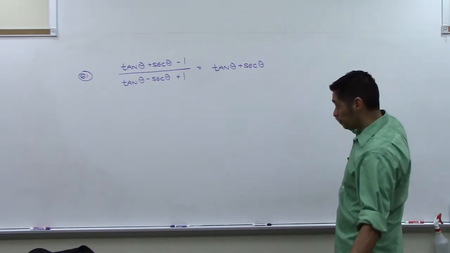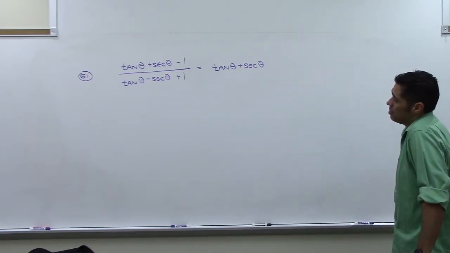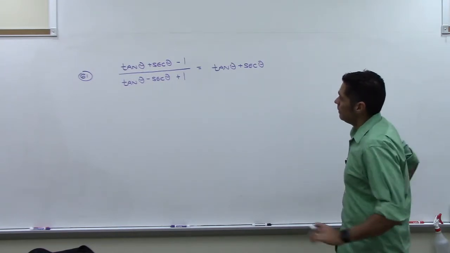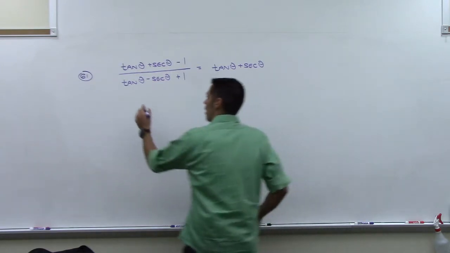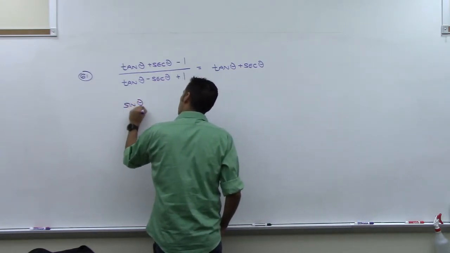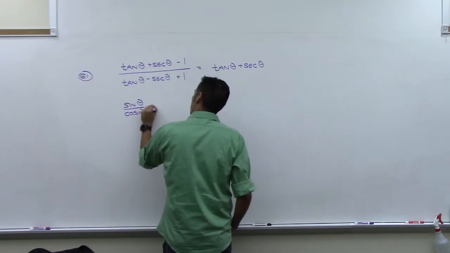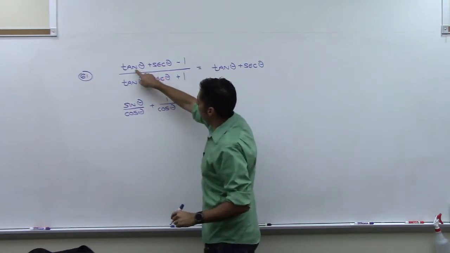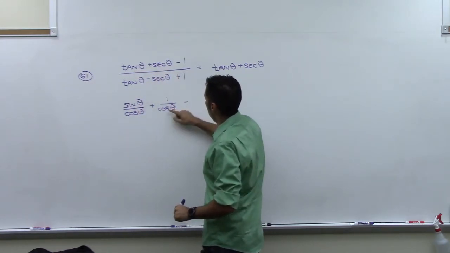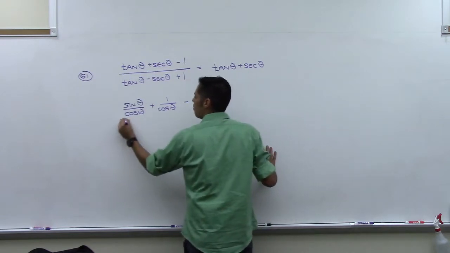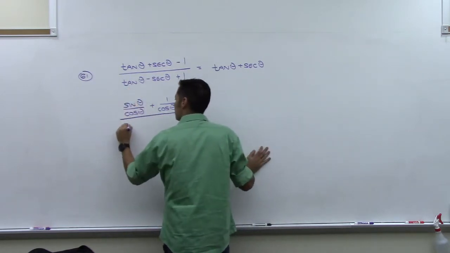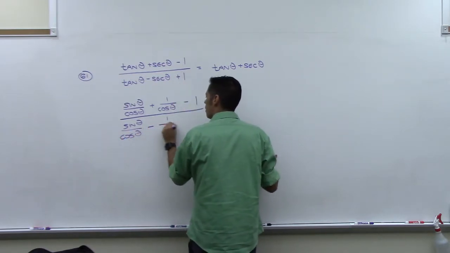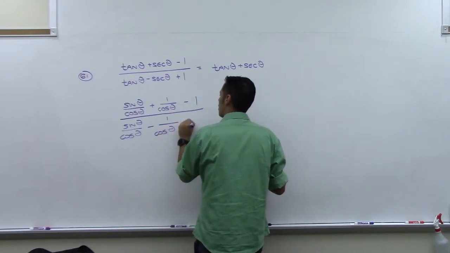Well, when you're in doubt, let's just turn everything to sine and cosine, I guess, on the left side and hope for the best. All right, so we've got sine theta over cosine theta plus 1 over cosine theta minus 1, and then over, same thing, sine theta over cosine theta, but this time minus 1 over cosine theta, and then plus 1.